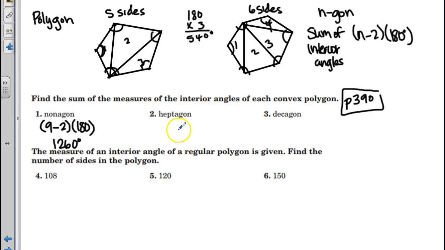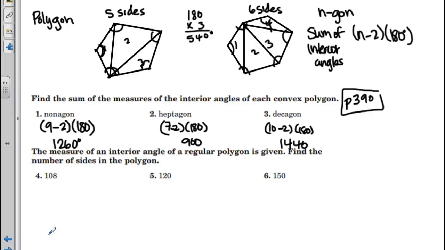All right, so I'm pretty sure you could do the rest of these. Heptagon, we'd have 7 minus 2 times 180. If you want to pause the video and try these, go right ahead. Decagon, 10 sides. 10 minus 2 times 180. All right. So 5 times 180 is 900. And 8 times 180 degrees is 1,440. All right, let's skip to the next one.